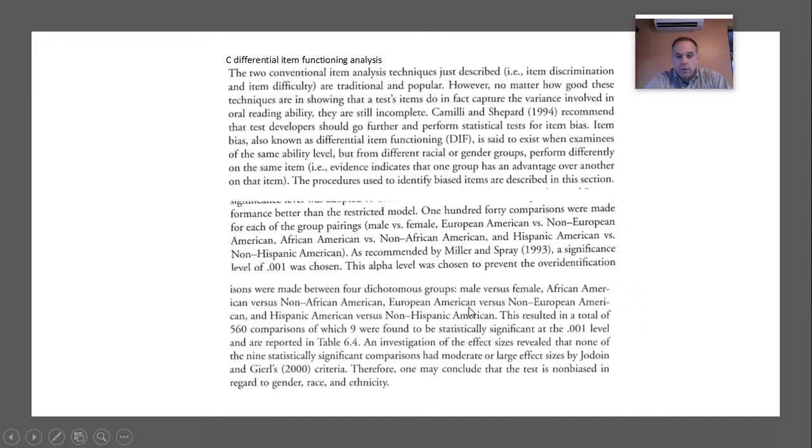So of the people or groups that they compared, this resulted in a total of 560 comparisons, only 9 of which were found to be statistically significant at the tolerance level that they set. From that, they conclude that the test is non-biased in regards to gender, race, and ethnicity.